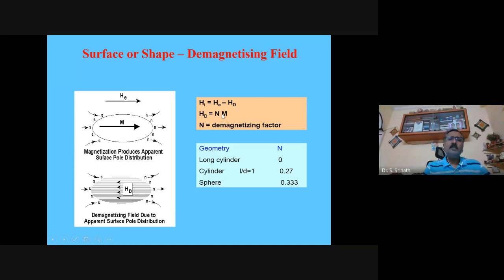If you consider a paramagnetic material, intrinsically the magnetization is small.